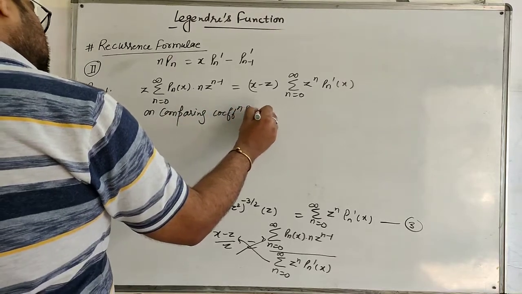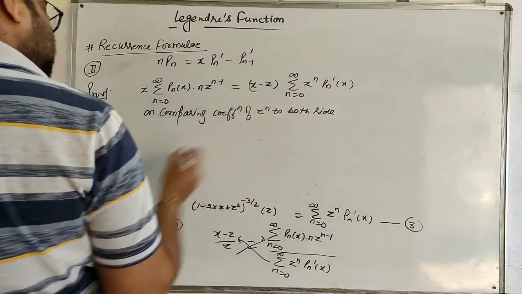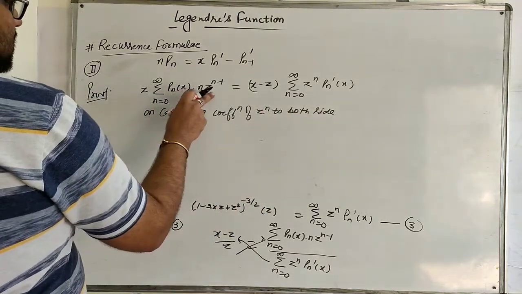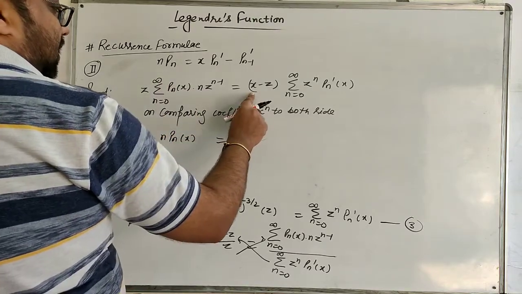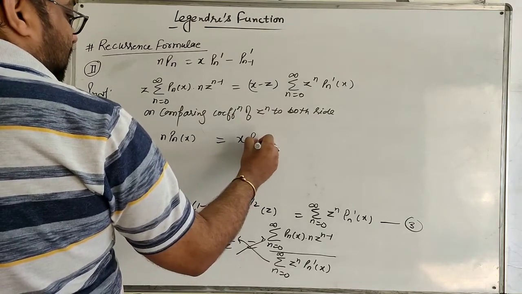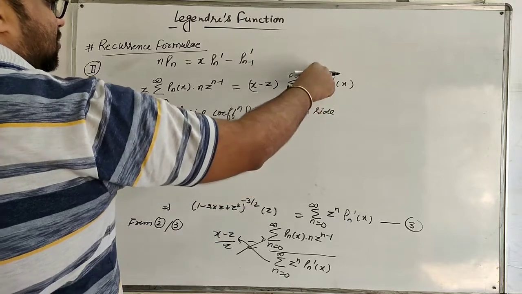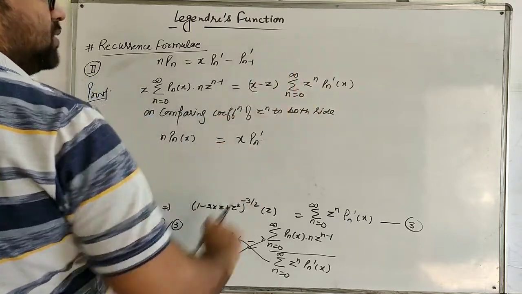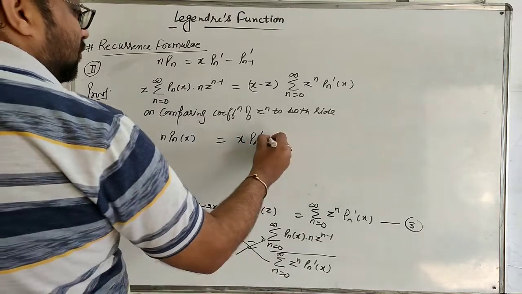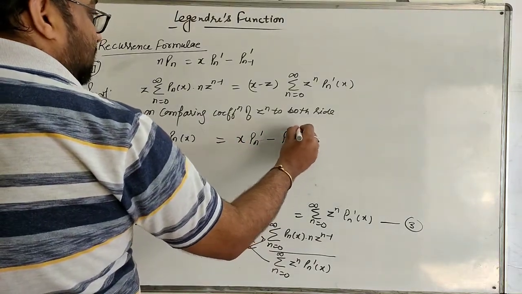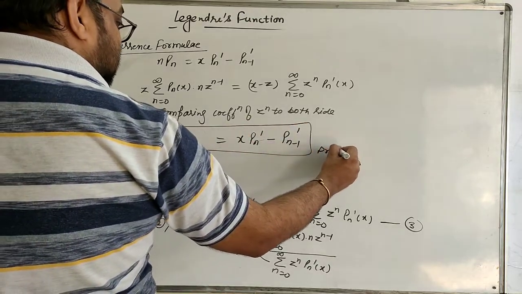coefficient of z^n on both sides, that is when we multiply by z, this will be n Pn(x), and when we multiply by x, then this will be x Pn', and when we multiply by -z, then this will be z^(n+1), but we require the coefficient of z^n. So replacing n by n-1, we get -n Pn-1'. So this is the required Lagrange relation.